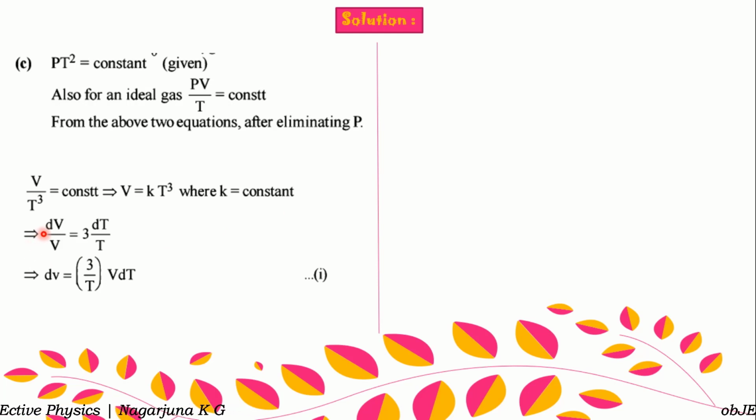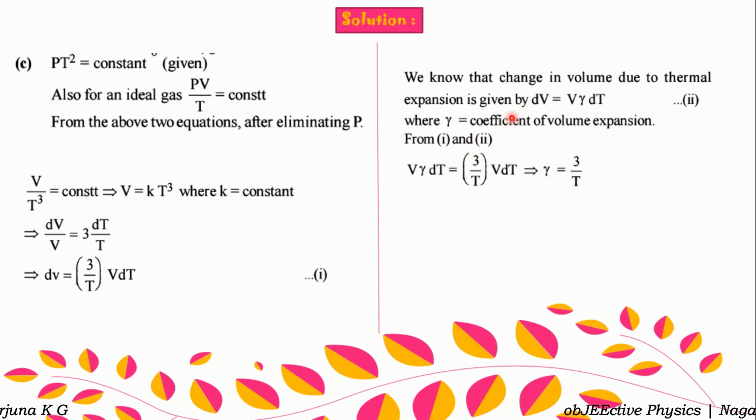Taking differentiation on both sides, dV by V is equal to 3 into dT by T. Or dV is equal to 3 by T times V into dT. We know that change in volume due to thermal expansion is given by dV is equal to V into gamma into delta T, where gamma is the coefficient of cubical expansion or volume expansion. From equations 1 and 2, V gamma dT is equal to 3 by T V dT. dT cancels, V also cancels on both sides, and gamma is equal to 3 divided by T. Option C is the right option.